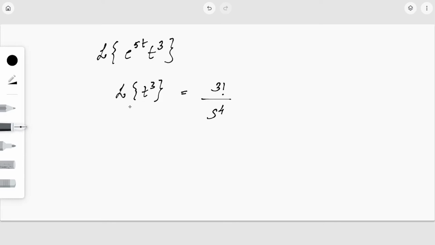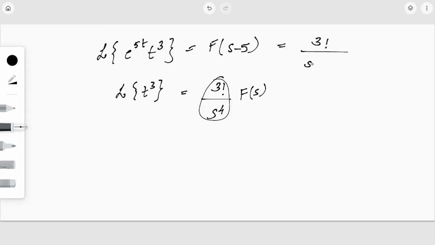So here the Laplace transform of e raised to 5t into t cube will be nothing but, this is our F of s, this will be nothing but F of s minus 5. So what will be the answer? F of s minus 5 is 3 factorial by s minus 5 whole raised to 4. So the Laplace transform of e raised to 5t into t cube is nothing but 3 factorial by s minus 5 whole raised to 4.